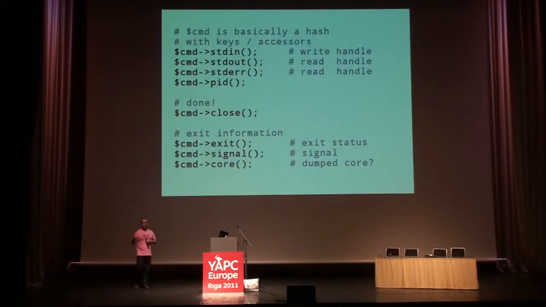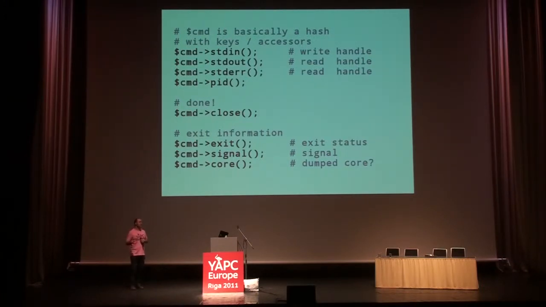And so once you've got this command object, you can do stuff with it. It's basically a hash. I have no opinion on moves because I don't need it. I'm too stupid to do complex stuff. So this is a write handle that's open to the input of the Git command.